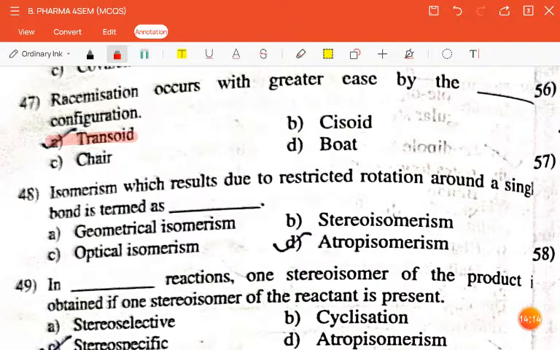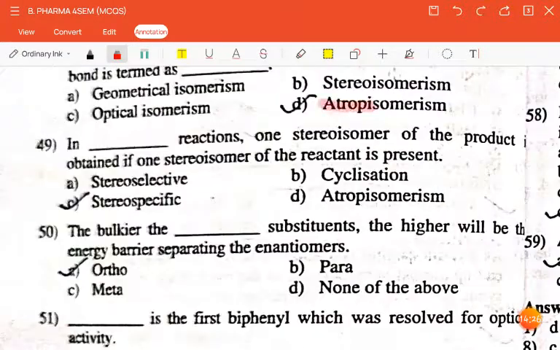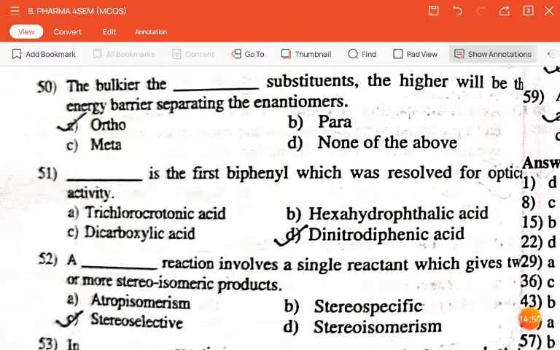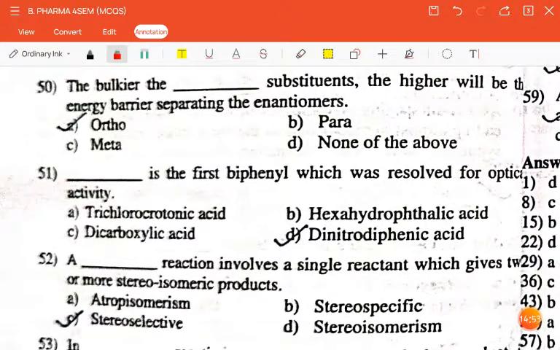The next question is, isomerism which results due to restricted rotation around a single bond is termed as geometrical isomerism, optical isomerism, stereoisomerism, atropisomerism. The next question is, in dash reactions, one stereoisomer of the product is obtained if one stereoisomer of the reactant is present. Stereoselective, cyclization, stereospecific, atropisomerism. So the correct answer is stereospecific. The next question is, the bulkier the dash substituents, the higher will be the energy barrier separating the enantiomers. Ortho, para, meta, none. So the correct answer is ortho.